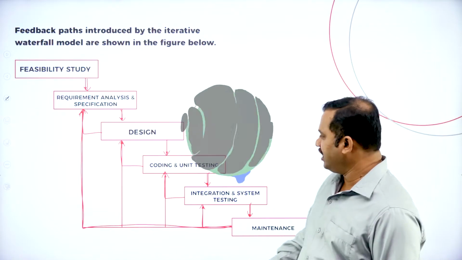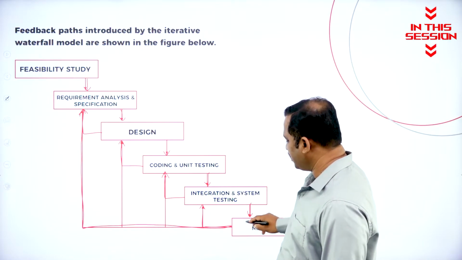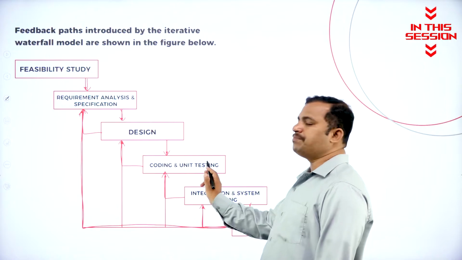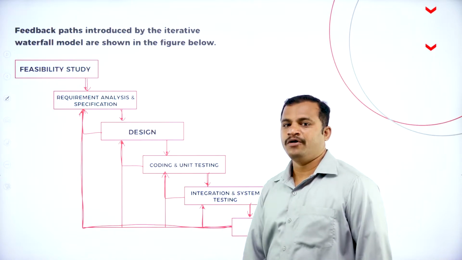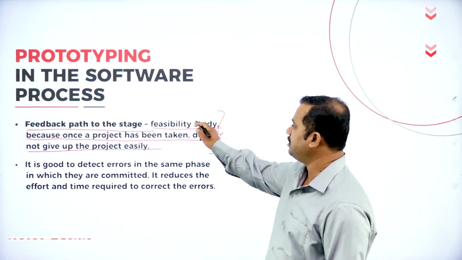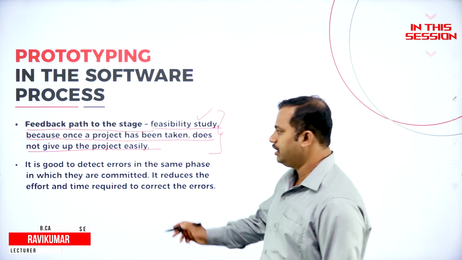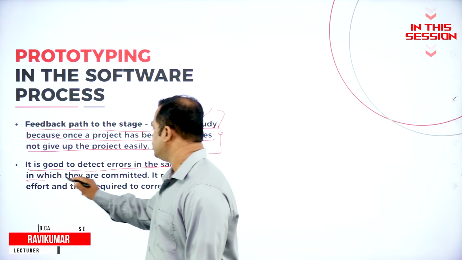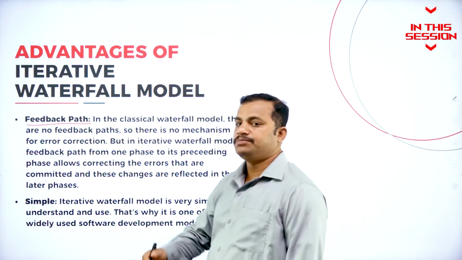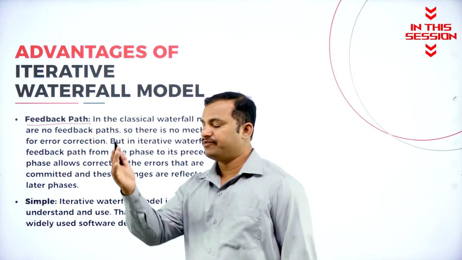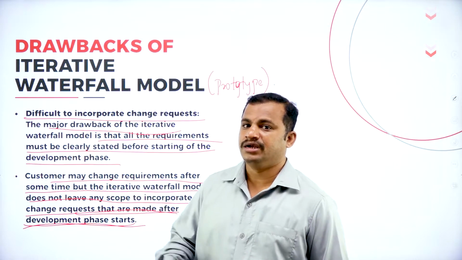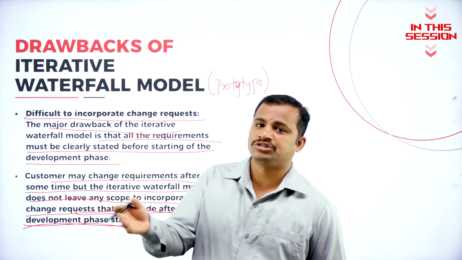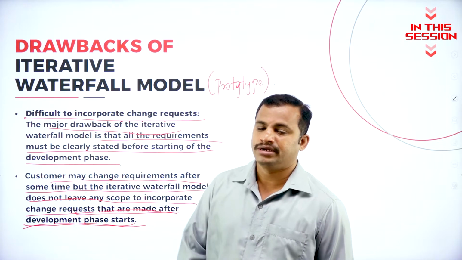You can navigate from one phase to another phase, and you can go back to the previous stage with the help of this model. The feasibility study is very important. It is good to detect errors in the same phase in which they are committed. There is a possibility of moving from the present phase to the previous phase, that is called a feedback path. Once the development phase has started, it is very difficult to go back and make changes in the prototype model. So that is a very important thing.